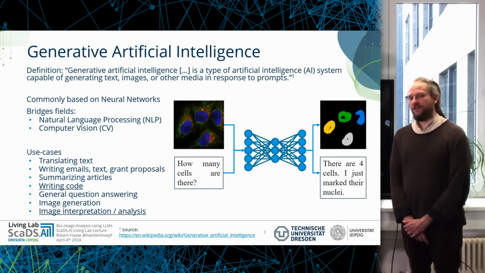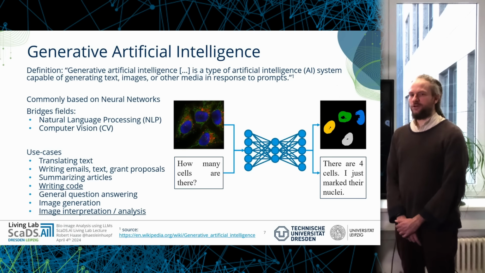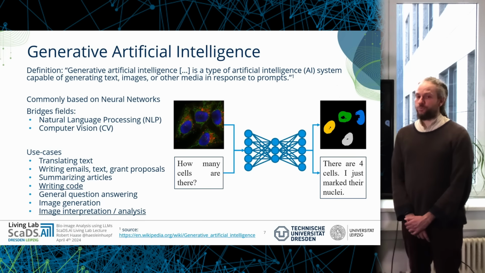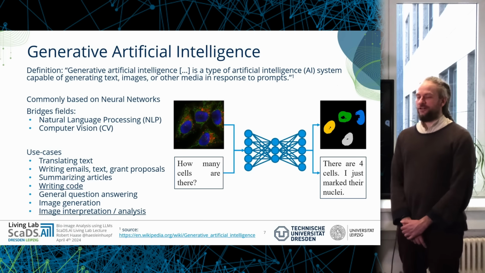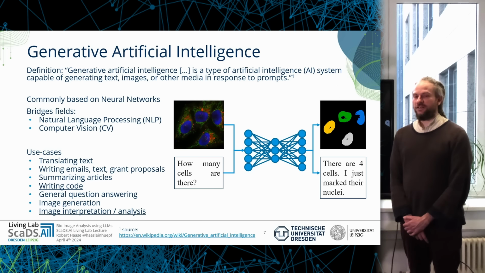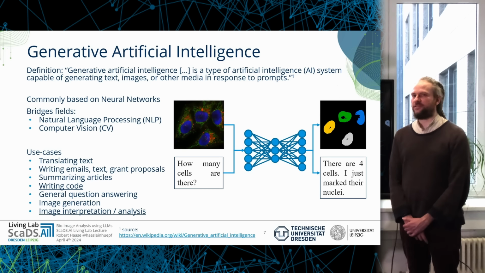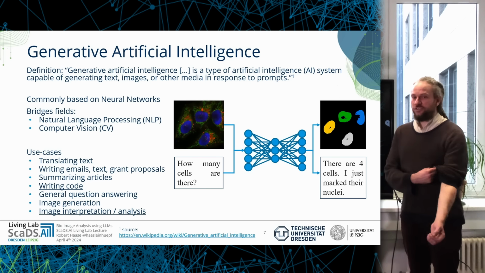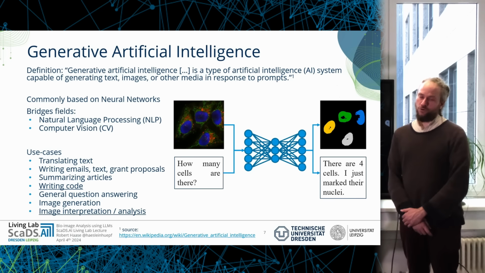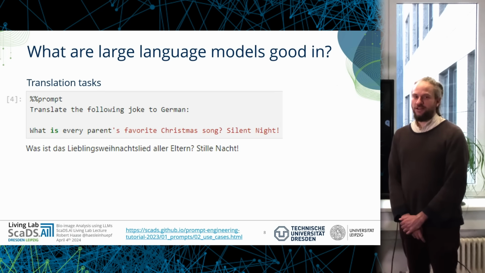You see here again this image with these 4 cells with the nuclei in blue and an English prompt, how many cells are there, and on the right you see the segmented image and then a potential answer, there are 4 cells, I just marked their nuclei. It would be amazing if the technology would work like this. I think we are heading in this direction. I think for some special cases this already works, but that we can use it in biology on a daily basis is maybe a bit more involved. So let's have a look in more detail how this technology can be used.